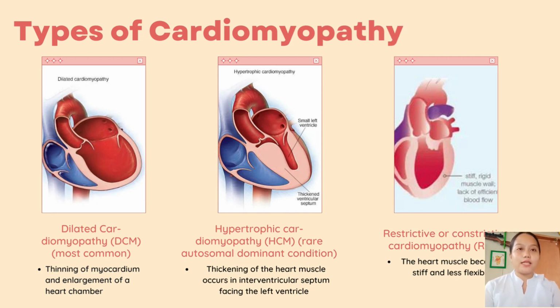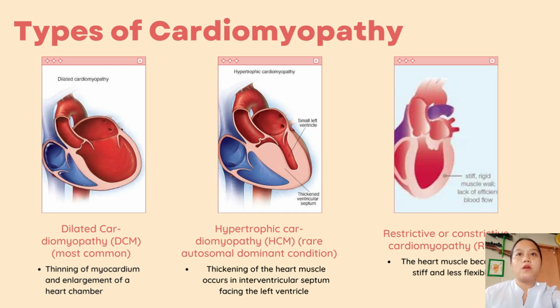The first one is dilated cardiomyopathy, which is the most common type. In this type, the heart's main pumping chamber, the left ventricle, becomes enlarged or dilated, and it cannot effectively pump blood out of the heart. Although this type can affect people of all ages, it occurs most often in middle-aged people, and it is most likely to affect men. The next is hypertrophic cardiomyopathy. This type involves abnormal thickening of the heart muscles, which makes it harder for the heart to work.